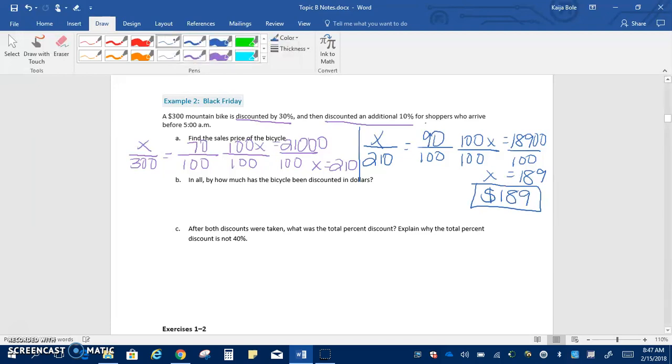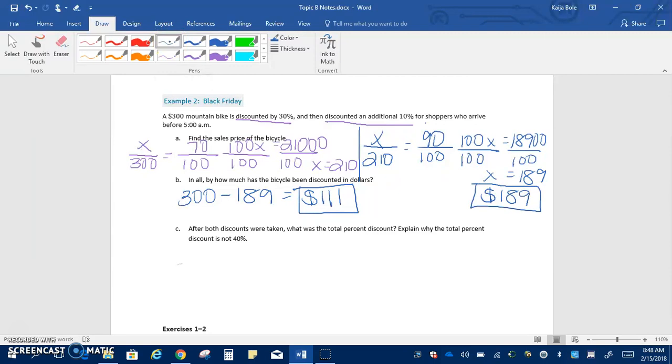Okay. B says, in all, by how much has the bicycle been discounted? So if we do 300, that original price, minus our final sale price, you get $111. C says, after both discounts were taken, what was the total percent discount? Explain why the total percent discount is not 40%.